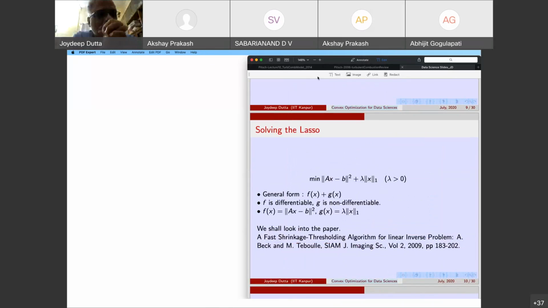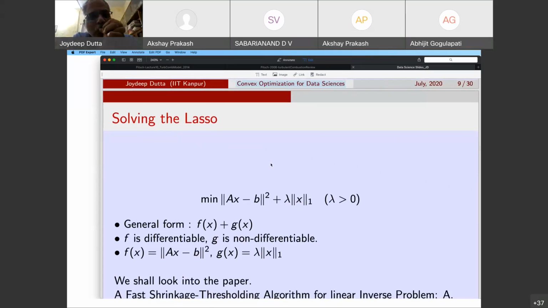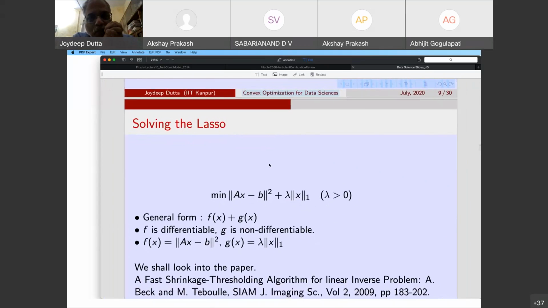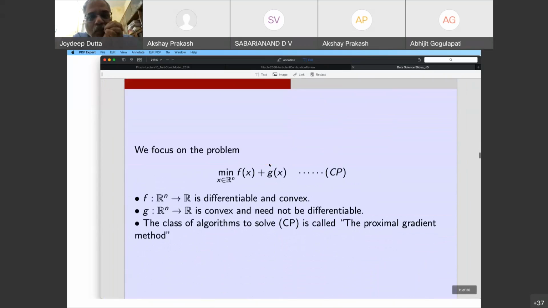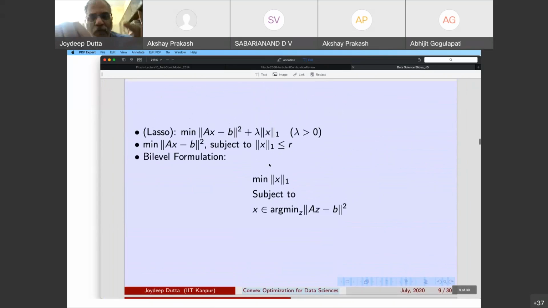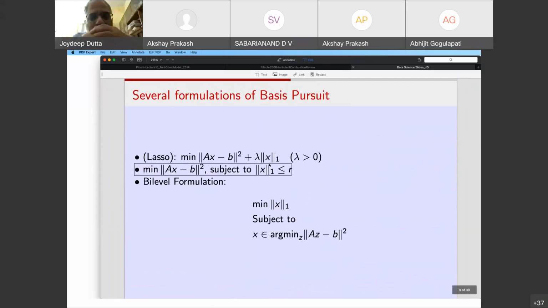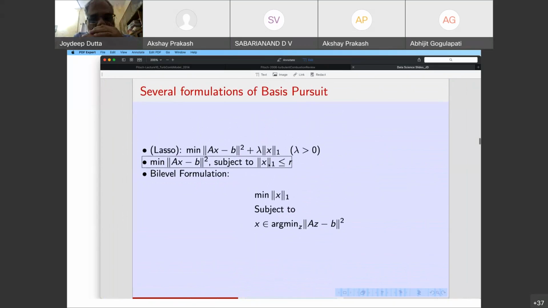Absolutely. So Akshay, can you show that slide where both the lasso and the other form are shown? Before, yeah, this one. Right. So it's more of a comment slash observation.